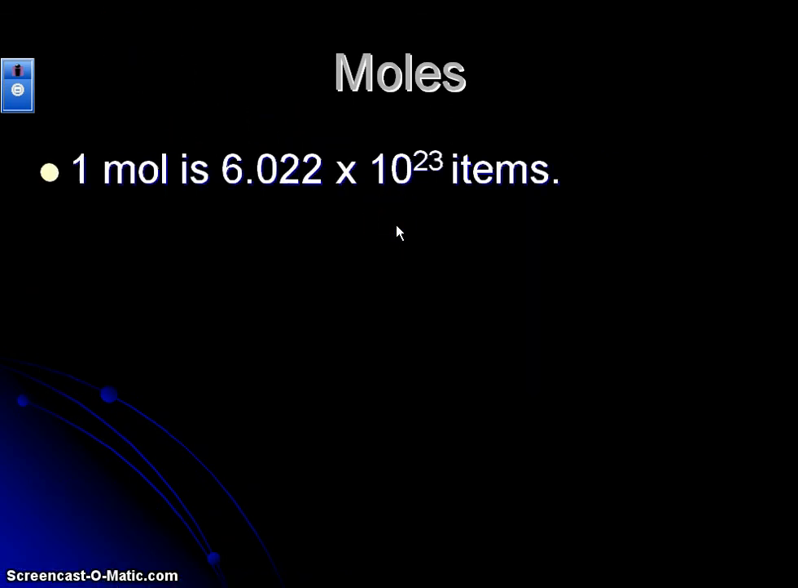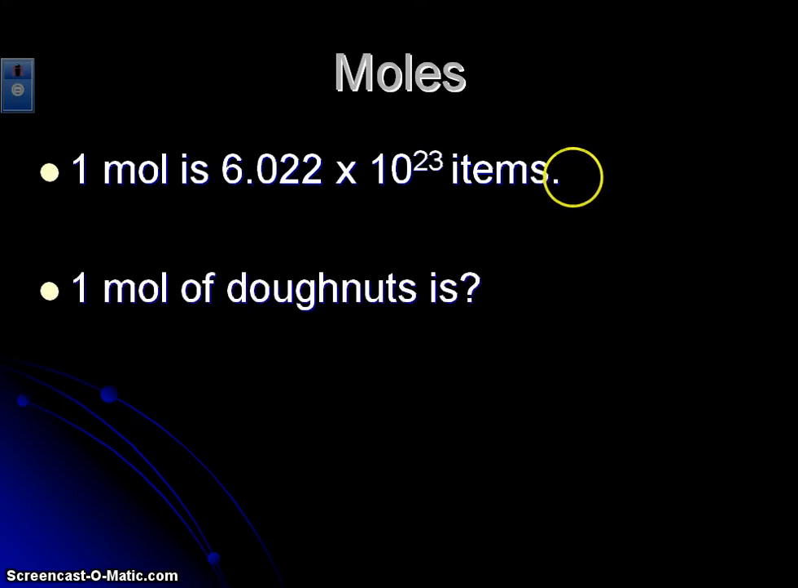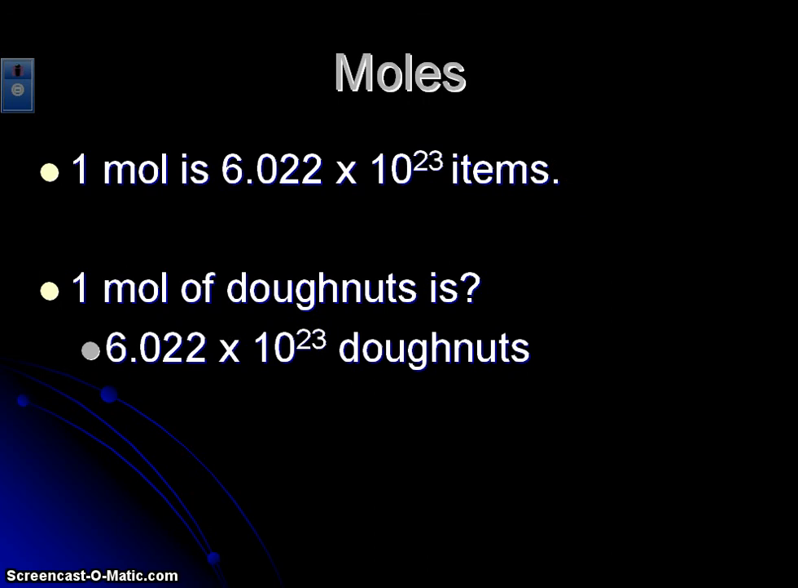So 1 mole is always going to be 6.022 times 10 to the 23rd items. So 1 mole of donuts is 6.022 times 10 to the 23rd donuts. Krispy Kreme would be doing well if we bought that many.